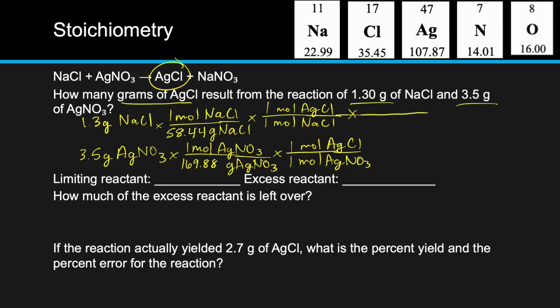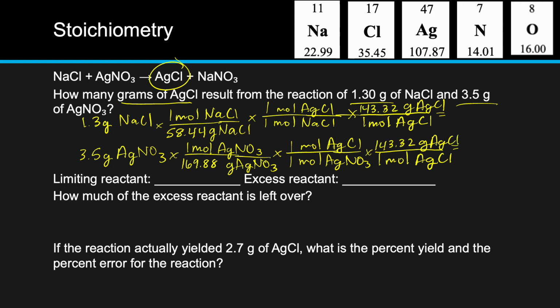And then finally, we want to get to grams of AgCl. Now, could you solve for this and then only do this for the limiting reactant? Yes, but I don't like to do that. I like to do all my math at once. So now I want to get to grams of AgCl, and I know in 1 mole of AgCl, I'm going to have my molar mass of AgCl. So I just need to find my molar mass of AgCl.